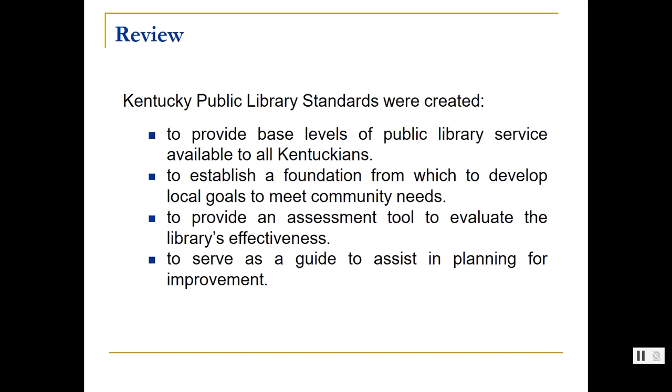The development of the Kentucky Public Library Standards was guided by the belief that Kentucky's public libraries play a critical role in providing free access to knowledge, information, and diversity of ideas, and that all Kentucky residents need and deserve at least a basic level of library service. The Kentucky Public Library Standards are divided into 7 categories: governance and administration, human resources, collections, services, facilities, technology, and marketing and public relations.